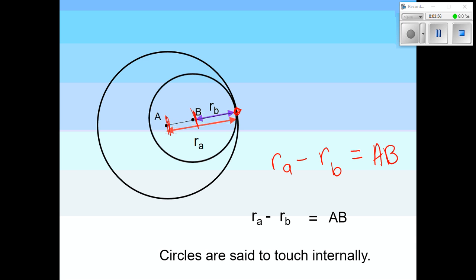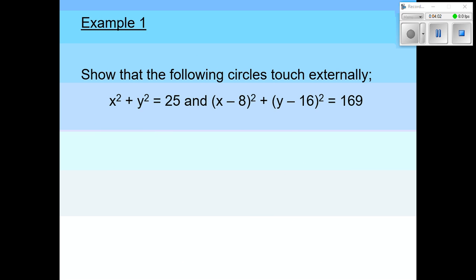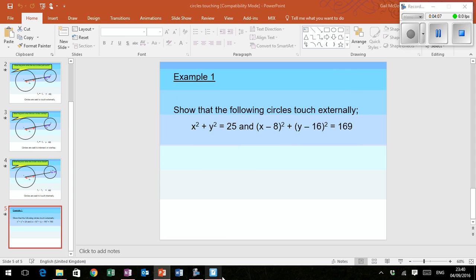Now a lot of the time it's just thinking about it and figuring it out, and that's what you may have to do if you get this in the exam. I'm not going to do that example. I'm going to go back to my notes now.